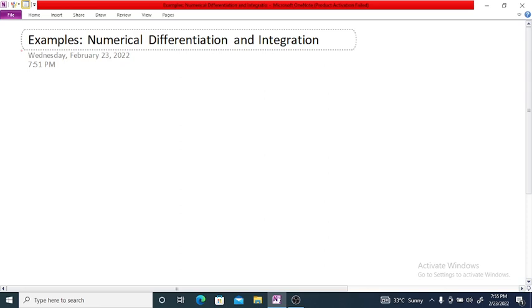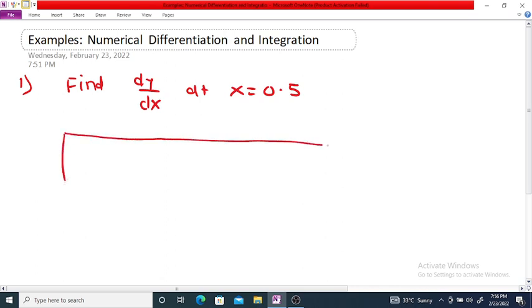Examples on numerical differentiation and integration. Example number 1: find dy by dx at x is equal to 0.5 using the following table. The values of x and y are given.